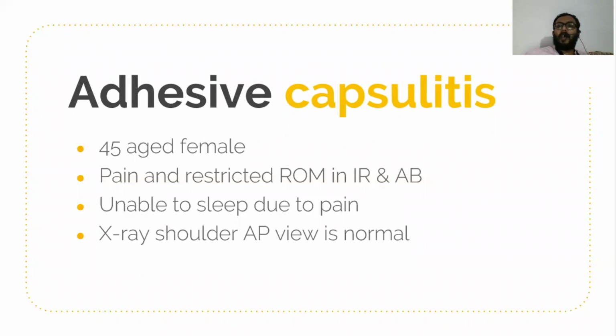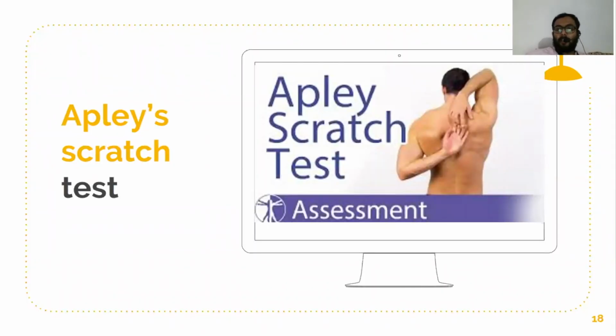We can confirm the diagnosis by doing Apley's scratch test. In Apley's scratch test, initially what we are testing is internal rotation, because in the initial phase, internal rotation is much affected in adhesive capsulitis, or periarthritis, or frozen shoulder. In the second phase, external rotation and abduction are affected simultaneously. Here, the left shoulder is in internal rotation. A patient with adhesive capsulitis can't do the internal rotation up to here. It comes only up to here in this position if the patient is affected with adhesive capsulitis.